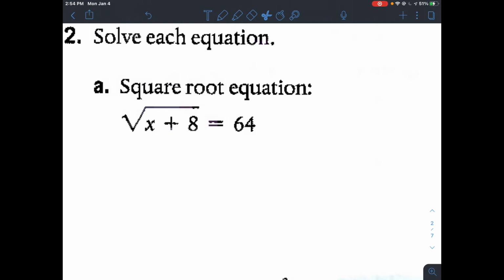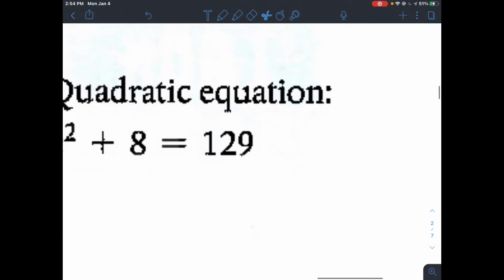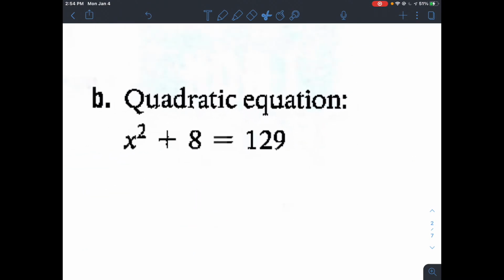So this square root equation, what are we going to do? We're going to square each side to get rid of the square roots. And when we do that, the square root sign goes away and I'm left with x plus 8, and then 64 squared is 4,096, and then we'll subtract 8 from both sides. X equals 4,088.